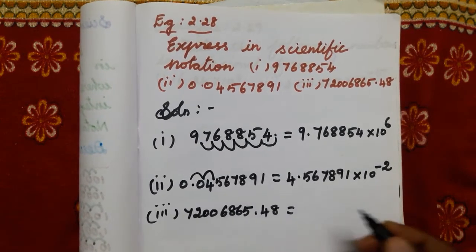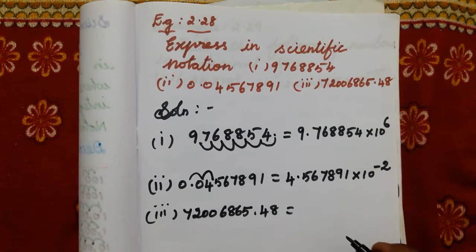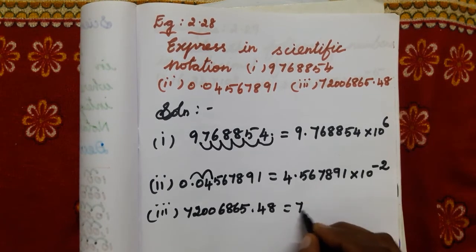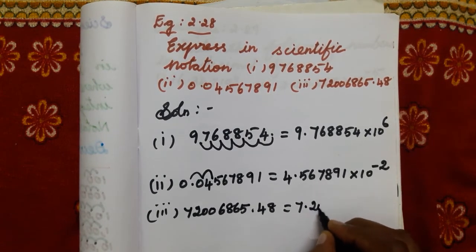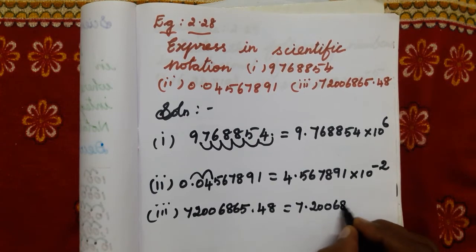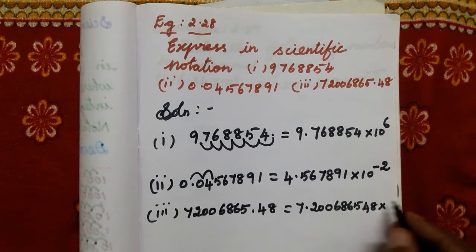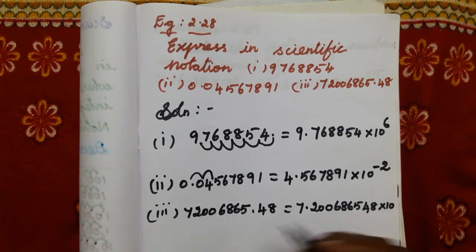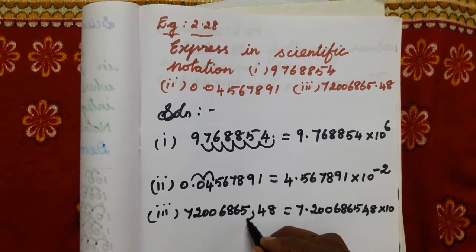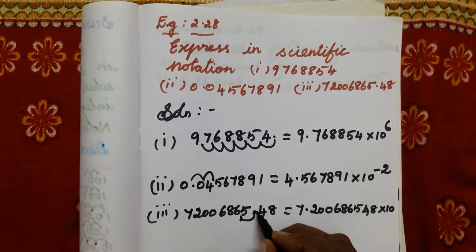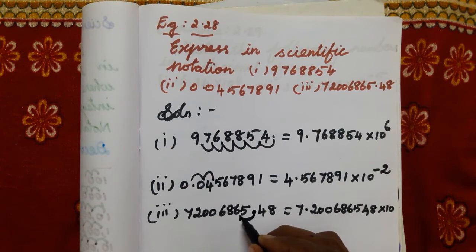72006865.48 is equal to. What do we have to do? In the scientific notation, before the decimal point, only one digit should be there. So 7.200686548 into 10 power. How many digits did we move the decimal point? Here is the decimal point. Don't count from here. The decimal point is here. So you want to count from here.